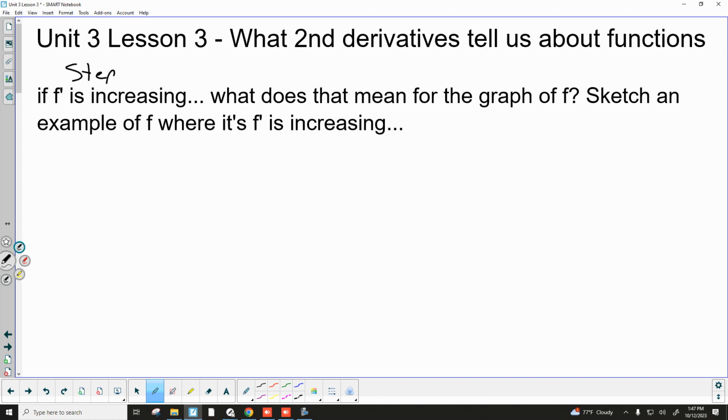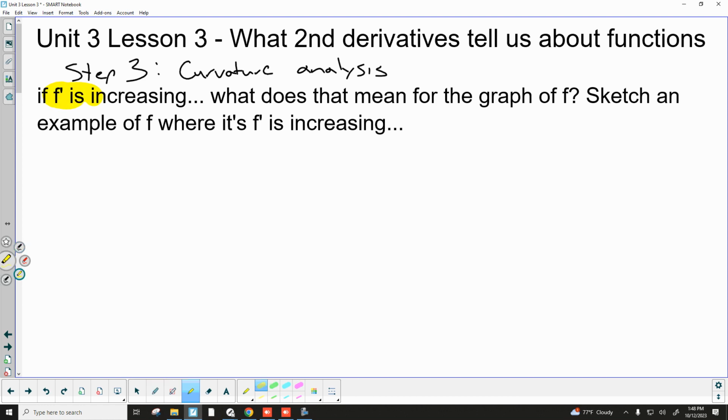And remember the practice question we had as well as the quiz question. What does F look like if its slopes are increasing? Now, typically we just kind of say F prime is positive. That means F is increasing. But what if F prime is increasing? Well, here's an example of some values that are increasing.